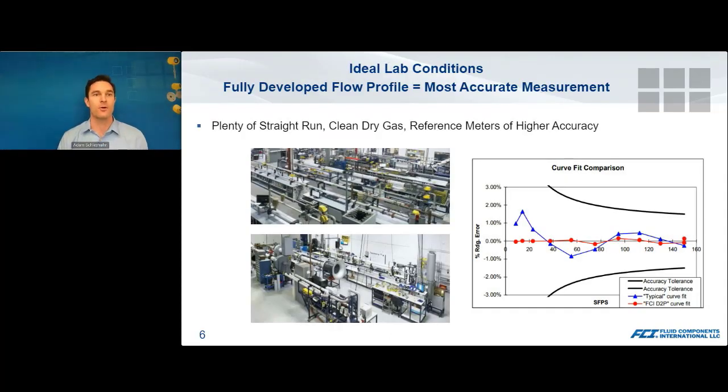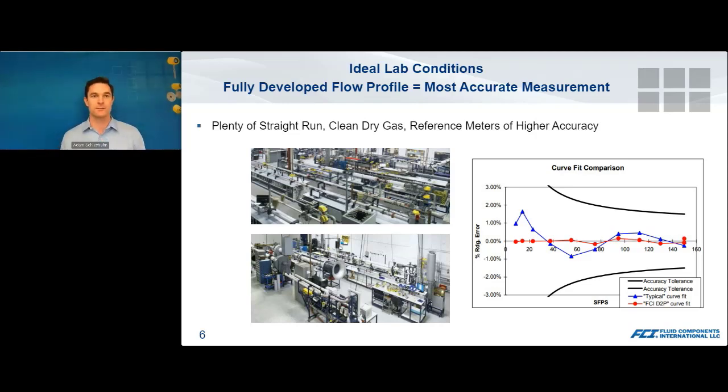Now, looking at a flow lab here, there have got to be several conditions that are present. So number one, you see plenty of straight run with that pipe, that 20 diameters upstream and 10 diameters downstream, no problem. In the lab, we can calibrate with clean, dry gases. And you have reference meters that are also substantially more accurate than the instruments being calibrated.